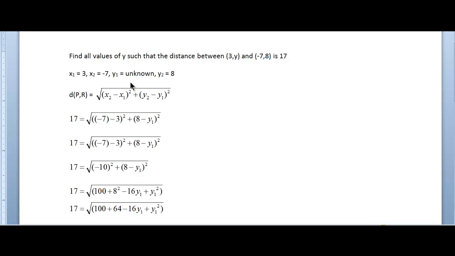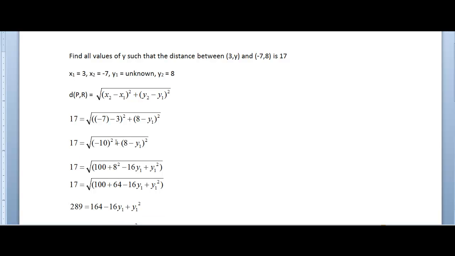So we're going to substitute here. 17 is our distance, that's the distance between the 2 points. And then we'll plug in our square root here and figure this out. I don't know why I have this one twice. Let's just get rid of this.